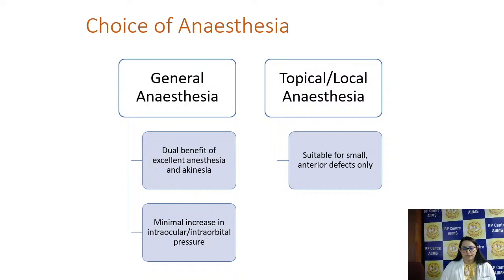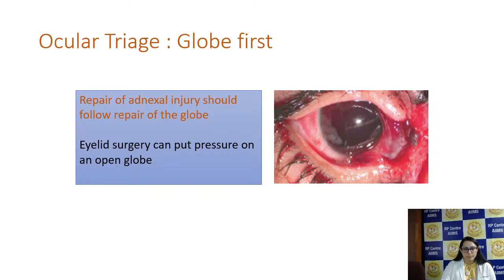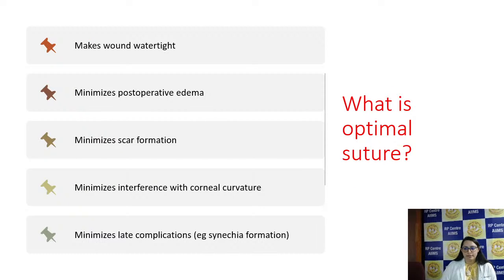Now coming to the choice of anesthesia, most of the cases of ocular trauma are managed under general anesthesia, which gives a dual benefit of excellent anesthesia and akinesia, and there is minimal increase in intraocular or intraorbital pressure. However, topical and local anesthesia may be suitable for cases with small anterior defects. Now coming to ocular triage, we have to give first preference to the globe. Repair of any adnexal injury should follow the repair of the globe, as eyelid surgery can put pressure on an open globe. Now we would like to discuss suturing.